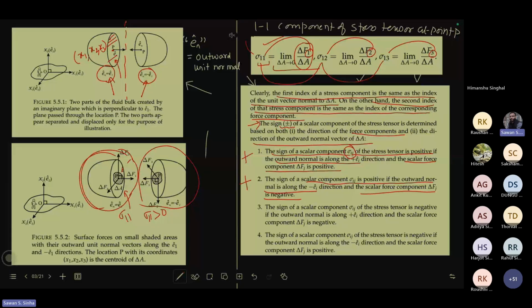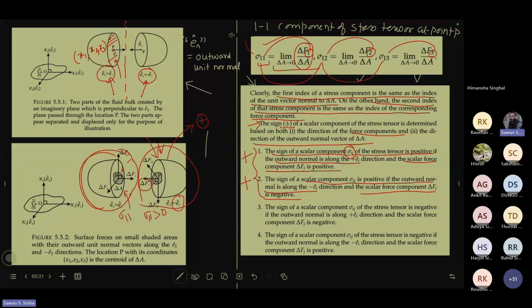Even if you focus on the right hand side part, what is happening is delta F1 is negative, but the outward unit normal is also along minus e1. And thus, even if you try to find the sign of sigma 11 based on the right hand side, right half of the bulk, you will still get a positive sign. That's what these two rules mean. These are rules we have made for ourselves.